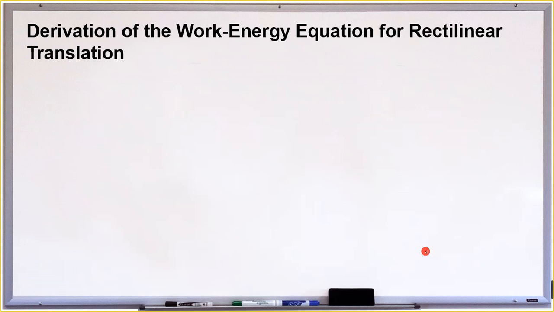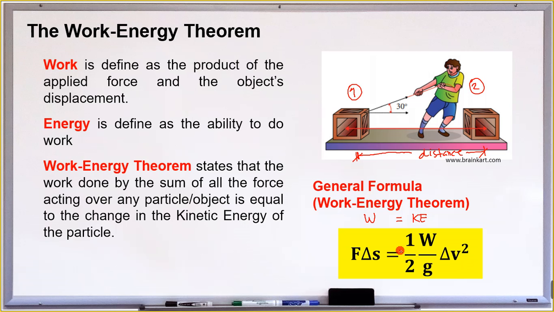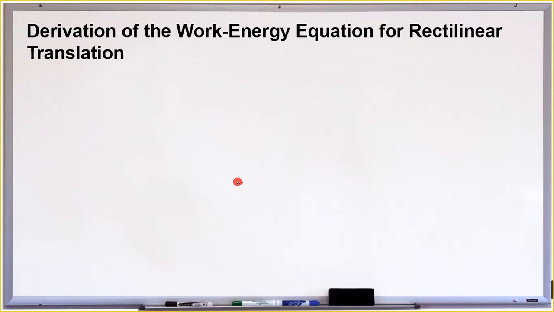Next, we are going to derive the work energy equation for rectilinear translation. So we already know this one, no? I have already shown this to you ahead before the derivation so that you have an idea. But where does this general formula come from? That is why in this slide, we are going to derive the general formula. So where does the derivation come from?